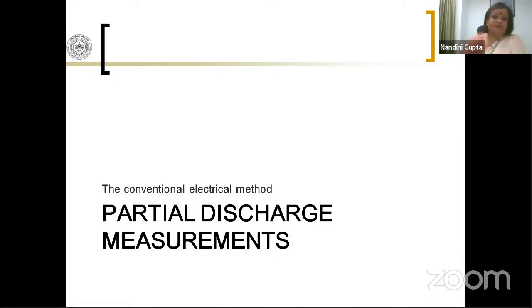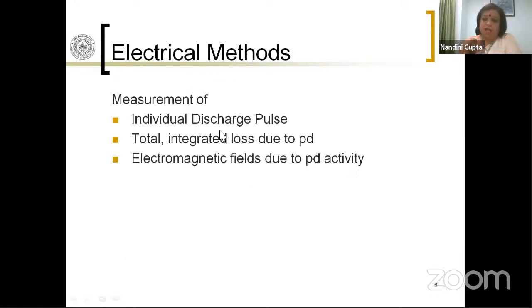Let me continue. So first I'm going to talk about the partial discharge measurement. Now, actually we have electrical as well as non-electrical methods of partial discharge measurement. And when we talk of electrical measurements, we are not necessarily talking about a single technique. There are several techniques. We might be wanting to measure the individual discharge pulse. We might be wanting to measure the total integrated loss due to PD. We might be wanting to measure the electromagnetic field due to PD activity.